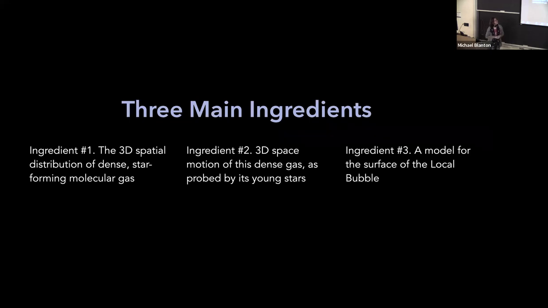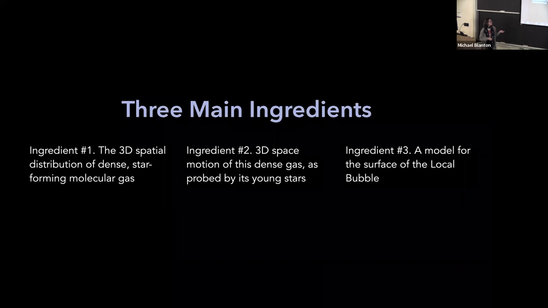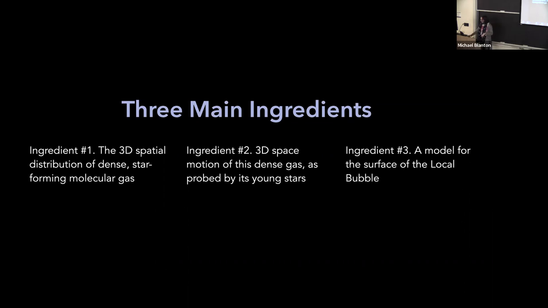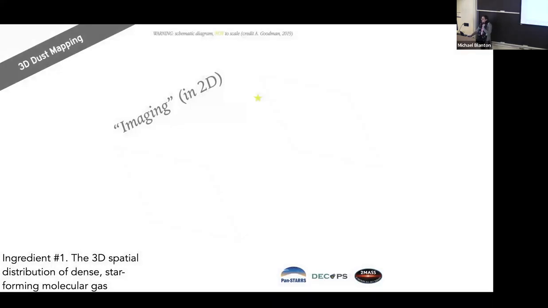And so there are three main ingredients that we need to understand star formation near the sun. First, we need to know the 3D spatial distribution of dense star-forming molecular gas near the sun. Then we need to know the 3D space motion of this dense gas, and we'll trace it using the motion of its young embedded stars that are forming in these gas clouds. And then we need a model for the surface of this bubble in three dimensions. So I'm going to walk through these three ingredients.